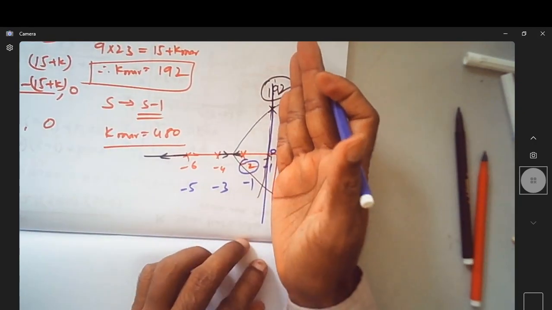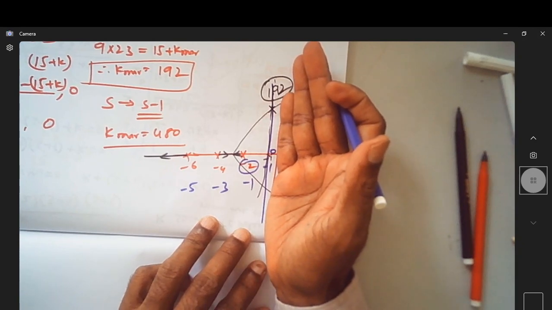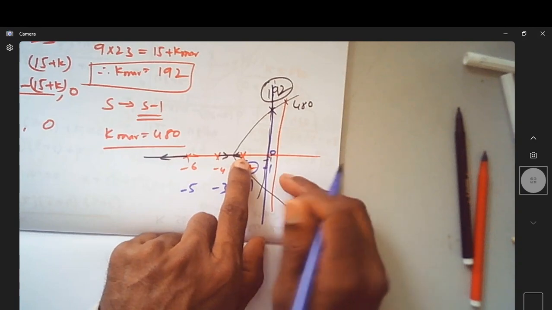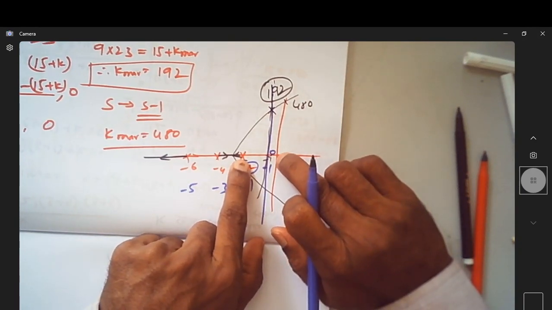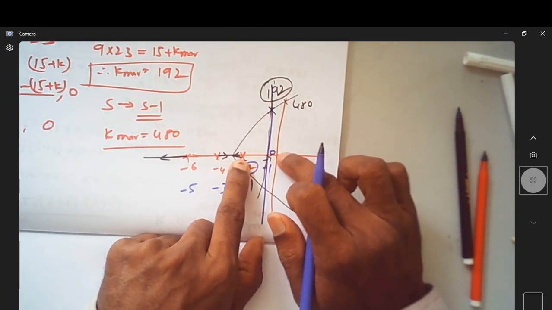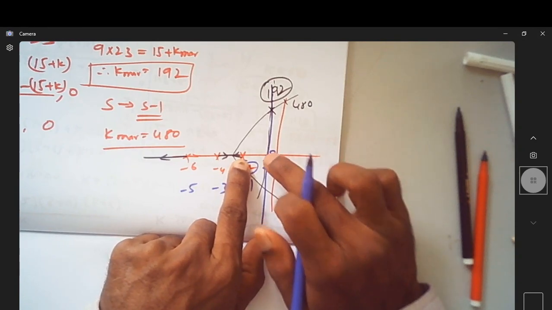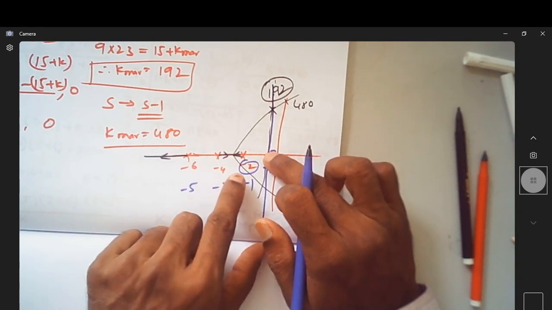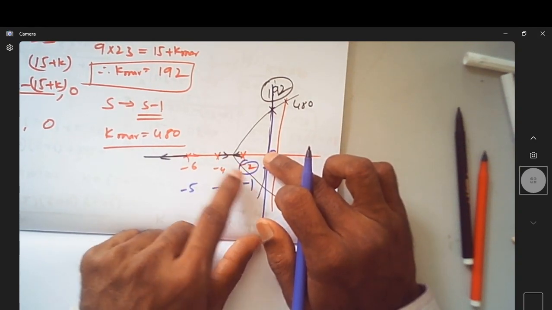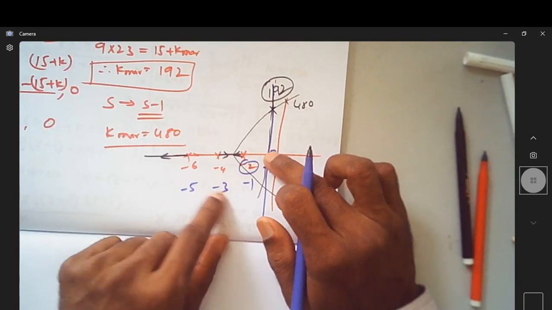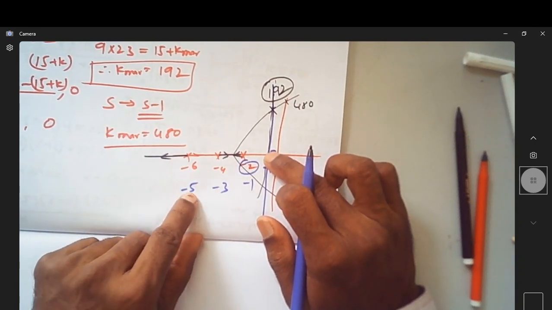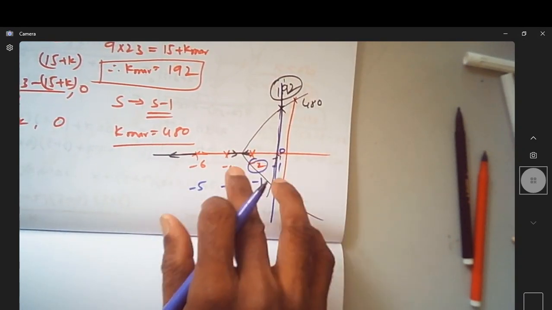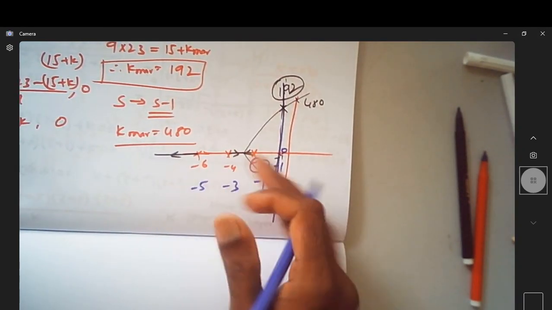Meaning, when the imaginary axis shifts towards the left by 1 unit, the poles being at the same point, this was minus 2 when this was the imaginary axis. When the imaginary axis shifted by 1 unit, this position becomes minus 1, this position becomes minus 4, this position becomes minus 5. So they are actually reduced by 1 unit. So what is the new characteristic equation now?